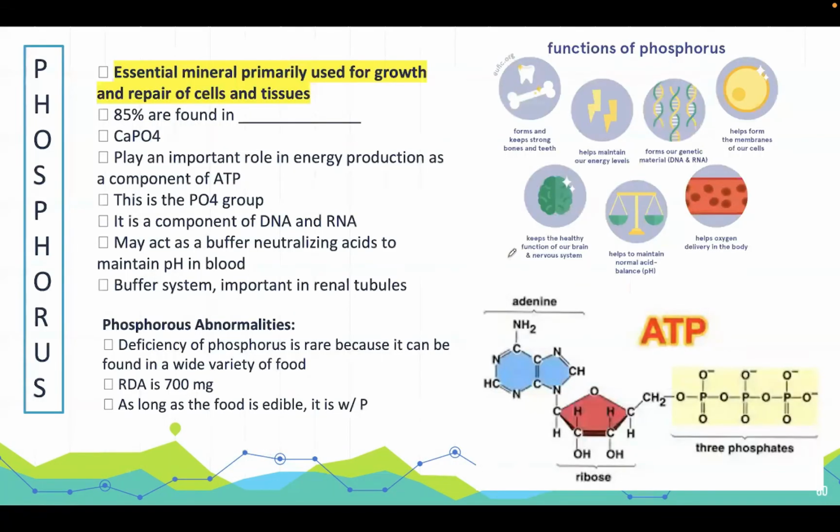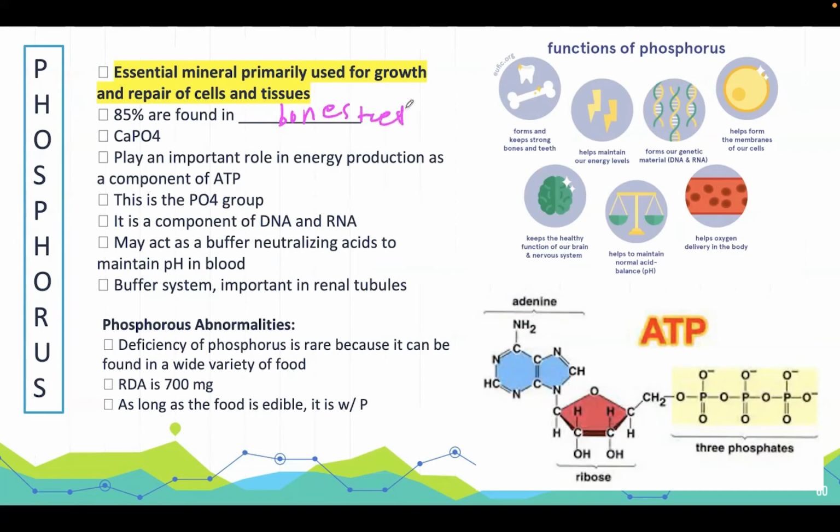Next, let's now move forward to your phosphorus. It is an essential mineral primarily used for growth and repairs of cells and tissues. Again, your phosphorus are essential mineral primarily used for growth and repair of cells and in tissues. So 85% of your phosphorus are found in your bones and teeth.